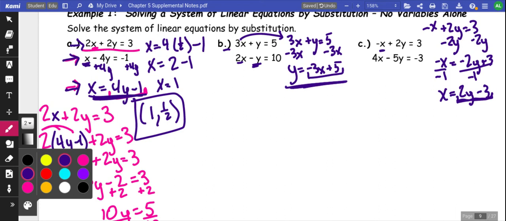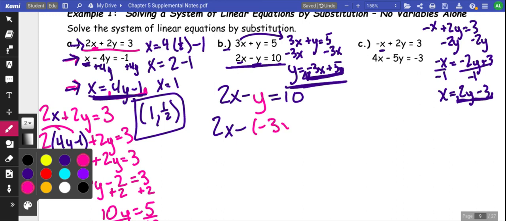So I'm going to say, okay, I know I need to plug it into the other equation, into 2x minus y is equal to 10. Okay, so now I'm going to plug in my little y. I know y is the same thing as negative 3x plus 5. And that's all equal to 10 still.